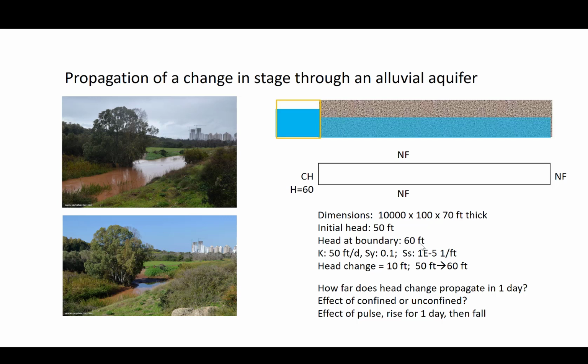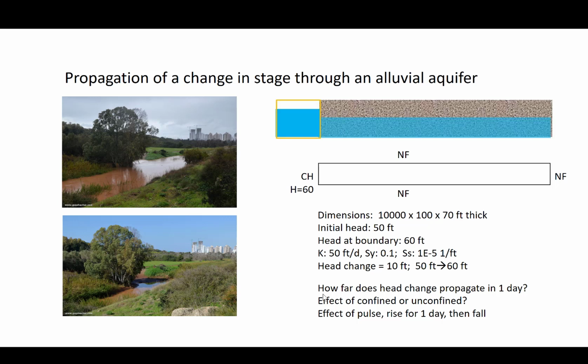Here's the initial head at the boundary, and these are the properties: the hydraulic conductivity, the specific yield of 0.1, a specific storage of 10 to the minus 5 per foot. The head changes 10 feet. That's a pretty good size flood pulse, but within reason, I think.